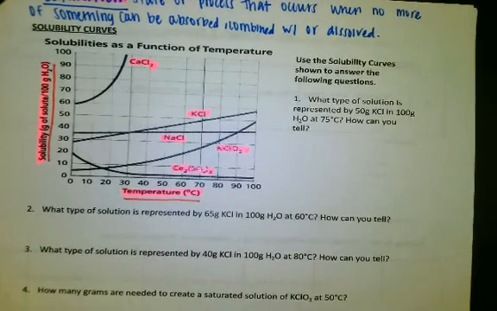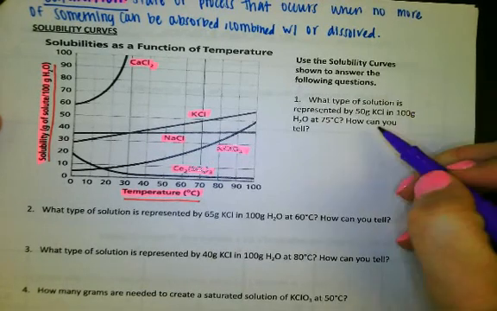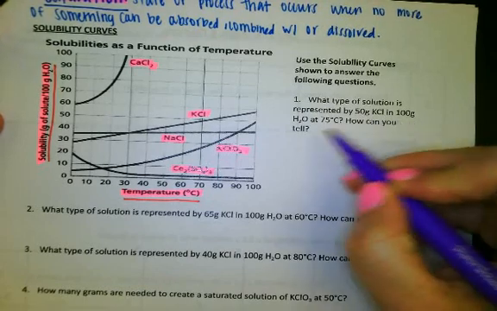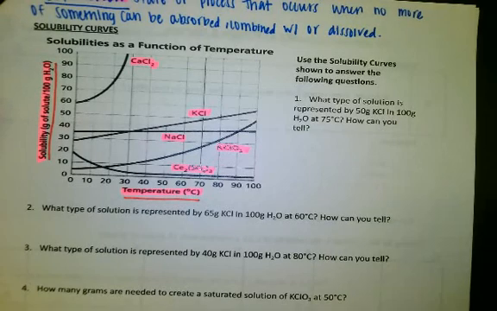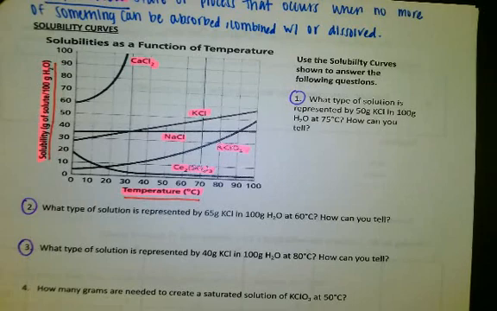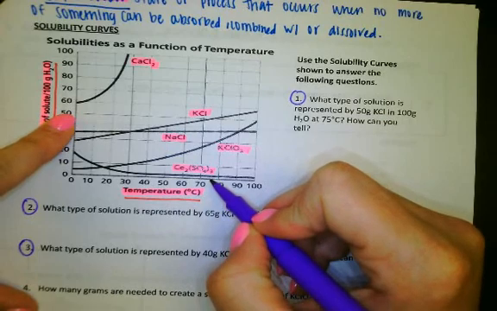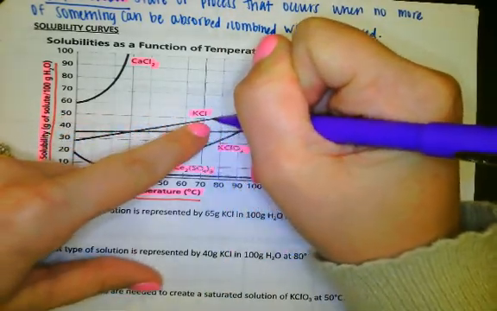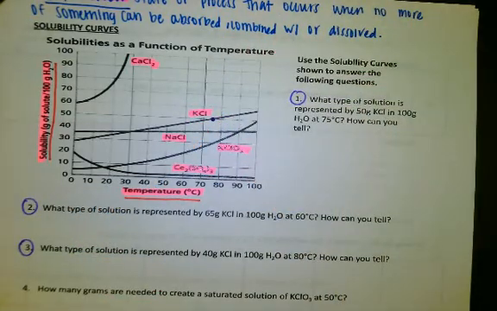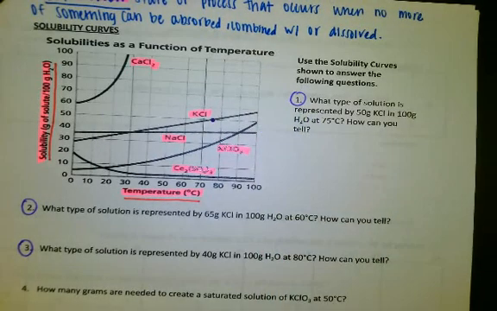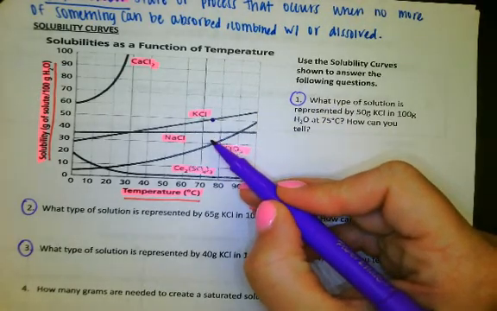Okay, so for the next 9 questions, we are going to be referencing our solubility curve. So this first question says, what type of solution is represented by 50 grams of KCl and 100 grams of water at 75 degrees Celsius? How can you tell? So question 1, 2, and 3 are just asking if our solution is saturated, unsaturated, or supersaturated. So I'm going to go to 50 grams, and then I'm going to go to 75 degrees Celsius. And I'm just going to go until I meet, and I'm on the line. But before you write saturated, you have to make sure that it's KCl, because that's what this question's talking about. Like, if this question was referring to NaCl, what would that solution be?